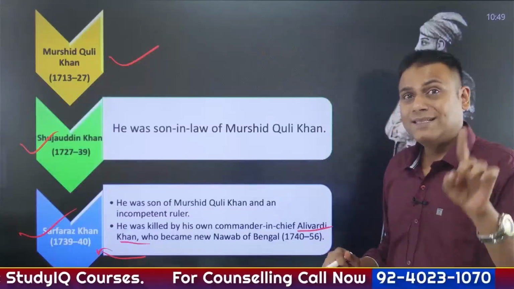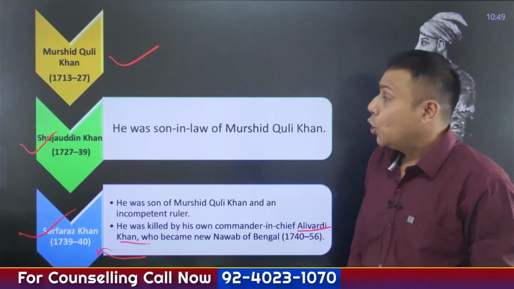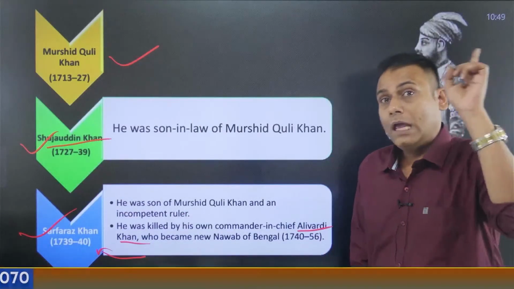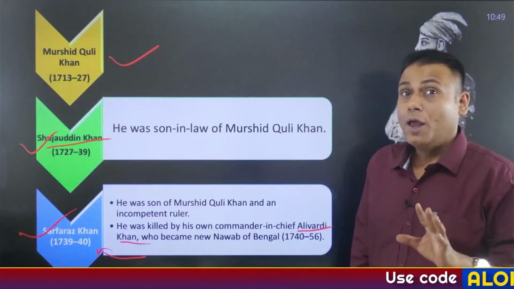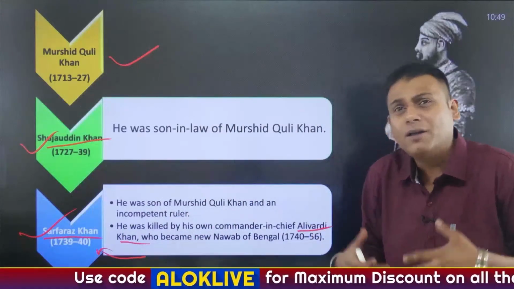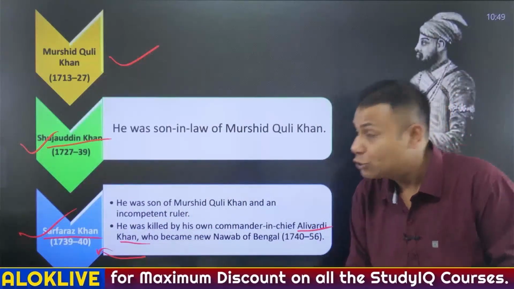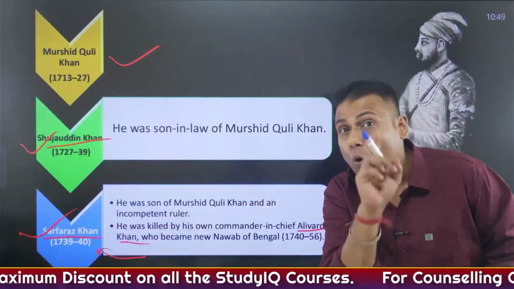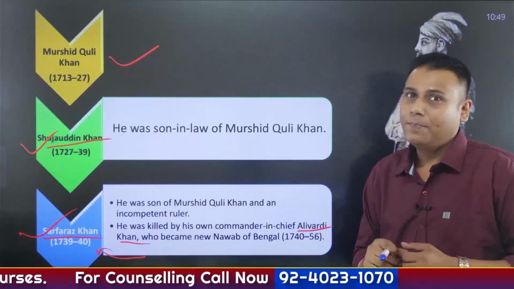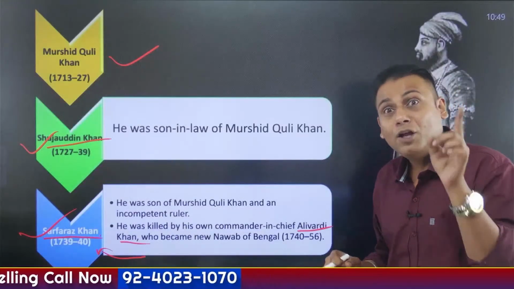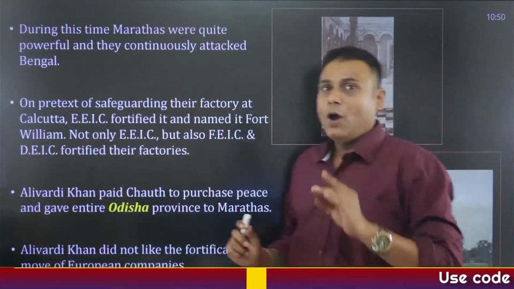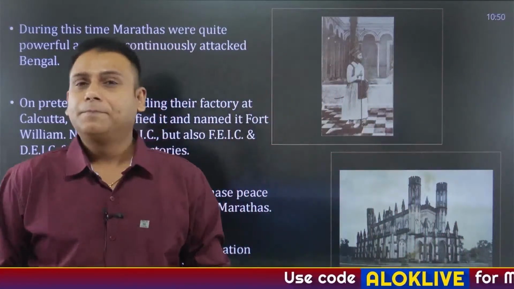Murshid Quli Khan was succeeded as Nawab by his son-in-law, whose name was Shujauddin Khan. He was succeeded as Nawab of Bengal by the son of Murshid Quli Khan, whose name was Sarfaraz Khan, but he was not that competent. So he was killed by his own military commander, whose name was Ali Vardi Khan. And Ali Vardi Khan became the new Nawab of Bengal. Okay? Now, Ali Vardi Khan was an intelligent personality.